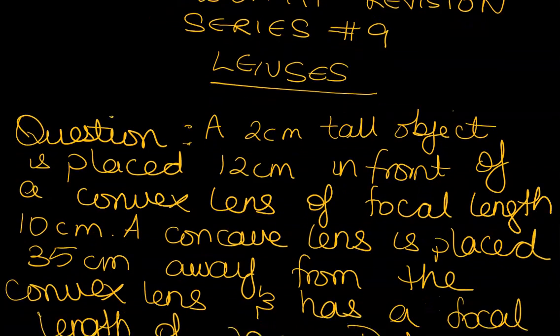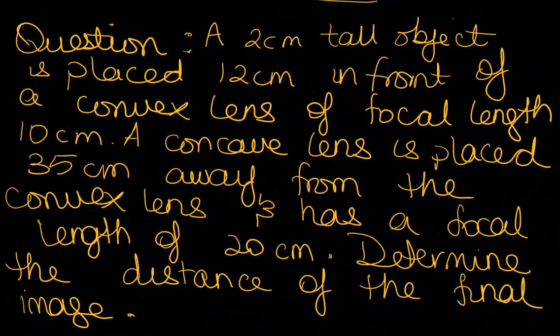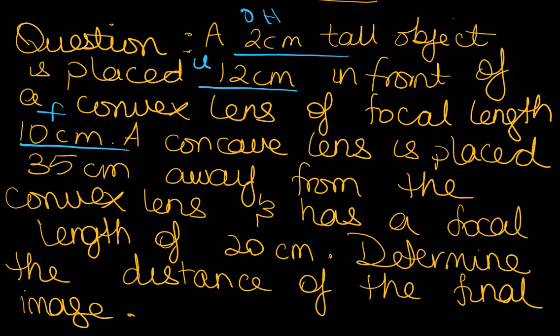So let's go. A 2 cm tall object is placed 12 cm in front of a convex lens of focal length 10 centimeters. So we're going to break up the question and we are going to, as I've always taught you, pick out the pieces of data. So we have a 2 cm tall object. I like to let the object height be OH, and of course you will state that very clearly that OH represents the object height. It is placed 12 cm, so my object distance U is 12 cm in front of a convex lens of focal length 10 cm. So F is 10 cm.